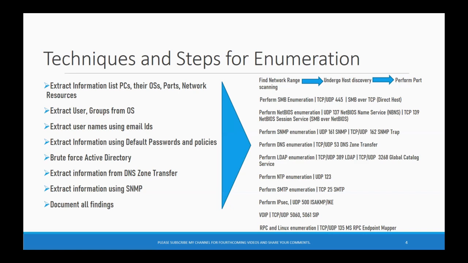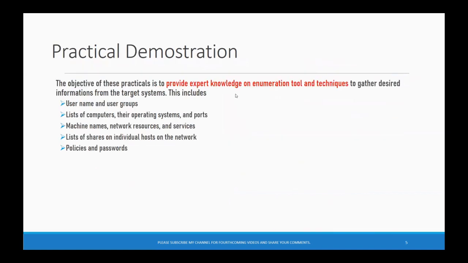All right, so these are the port numbers which are our target when we do the enumeration. Now, next we are going to do the practical demonstration. The objective of this practical is to provide expert knowledge on enumeration tools and techniques. We are going to find out usernames, group information, or you can say group members, list of machines, their operating systems, vulnerable ports, network shares, policies, passwords, etc. So let's start the practical.